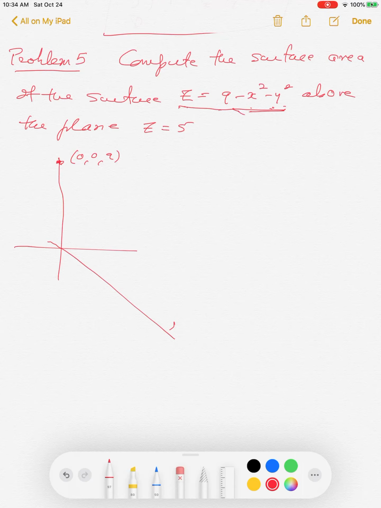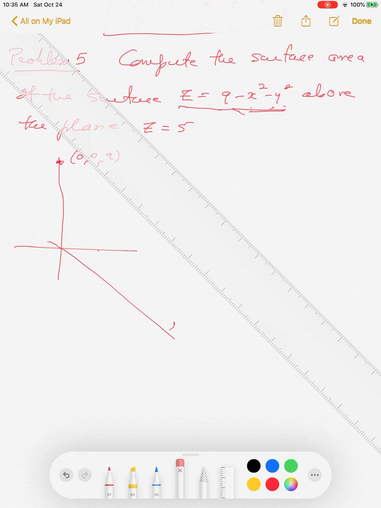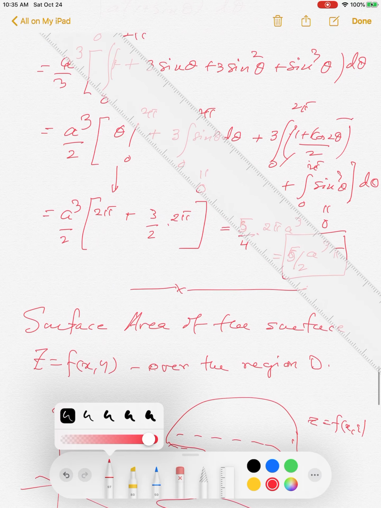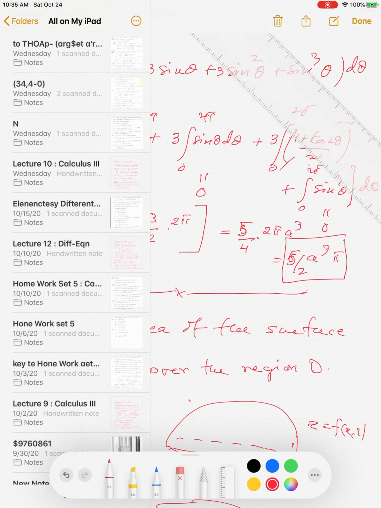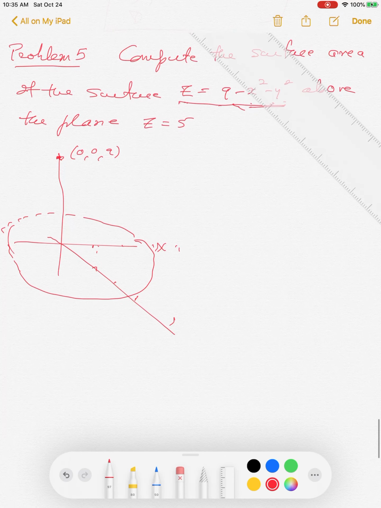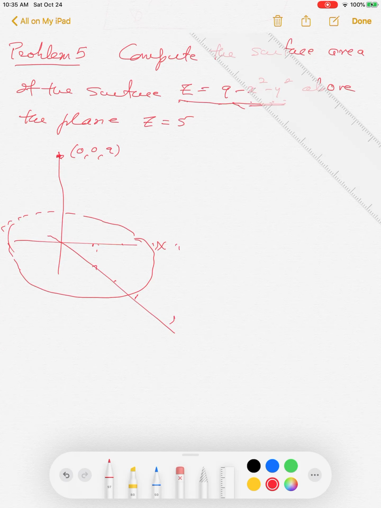If you are in the xy plane, if z is 0, then the intersection with the xy plane is a circle of radius 3. My circle doesn't look right, so let me try to draw maybe like this. So it's a circle of radius 3. That's your x square plus y square equal to 9. Hold on. This scale I have to get removed. I have to get on the side. Let's see what happens now.